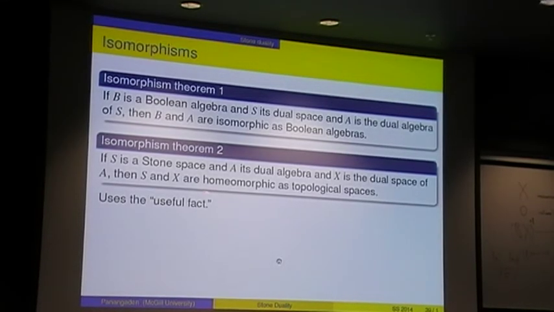And similarly, if I start with the Stone space, look at its dual algebra, and then construct the dual space in the way I described, by looking at the ultrafilters and topologizing it, then I get something that's homeomorphic to the original topological space. And this proof actually uses that useful fact that I alluded to earlier to construct a homeomorphism.